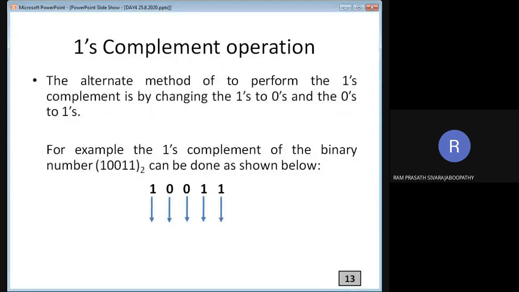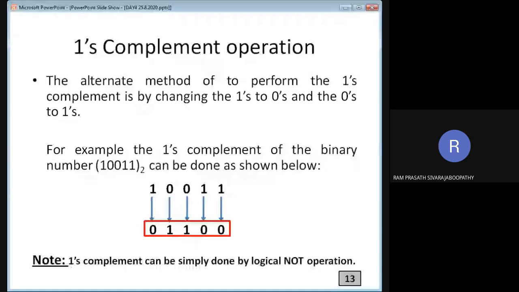Just என்ன பண்ணணும்ப்பா, இதோட ones complement value டைப் பண்ணுங்க பார்க்கலாம் என்ன வரும். 10011. What is the complement of this number? 01100. Very good. Logical not operation, just inverse பண்ணா போதும். Fine. See, இந்த மாதிரி questions எல்லாம் 2 மார்க்ல கேட்போம் எக்ஸாம்ஸ்ல. So easily you can score marks.